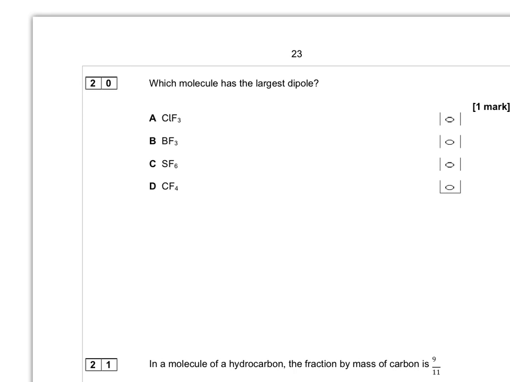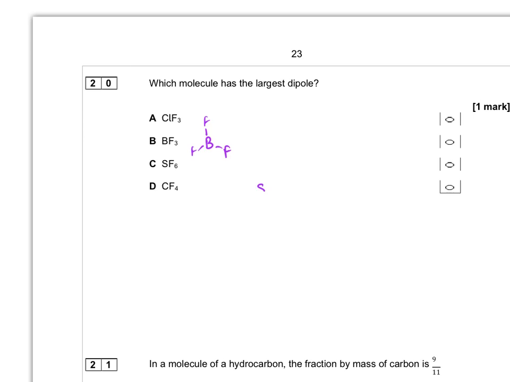Which molecule has the largest dipole? Well, we're looking for the 2 that are furthest away on the periodic table. They've all got fluorine in, which is all incredibly electronegative. So we're going to have to think about the shapes of these. So BF3, boron's only got 3 electrons in its outer shell, 3 bonds, which means it's going to be trigonal planar, which is symmetrical, so any bond polarities are going to cancel out, so there's no overall dipole.